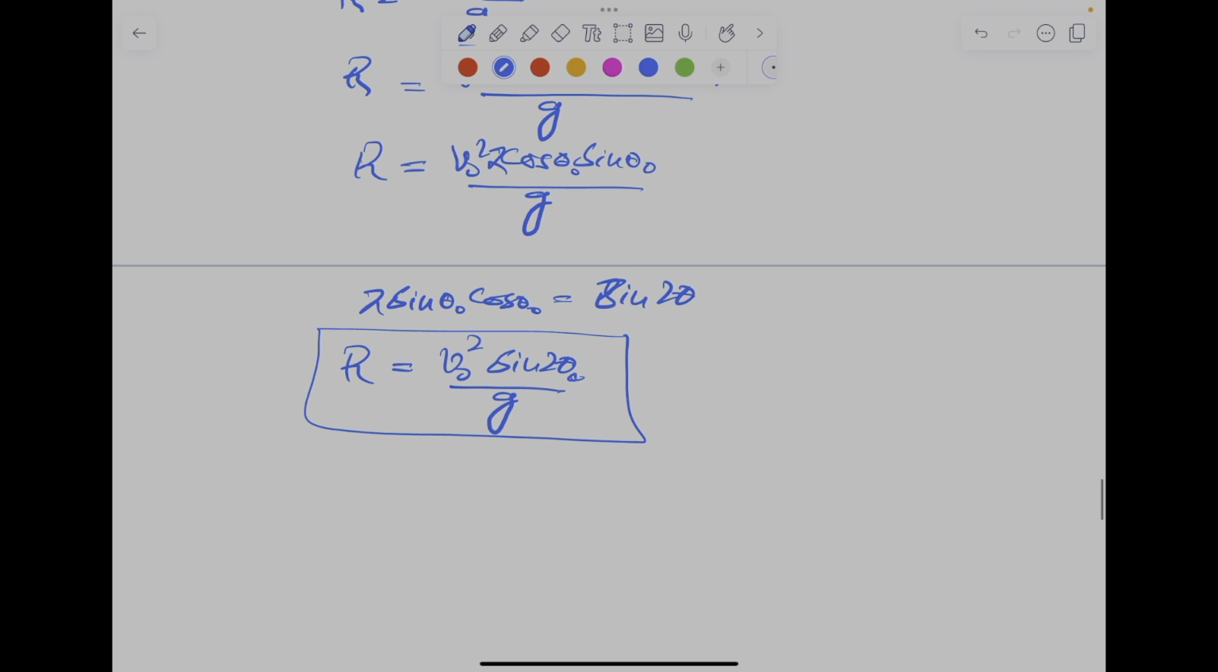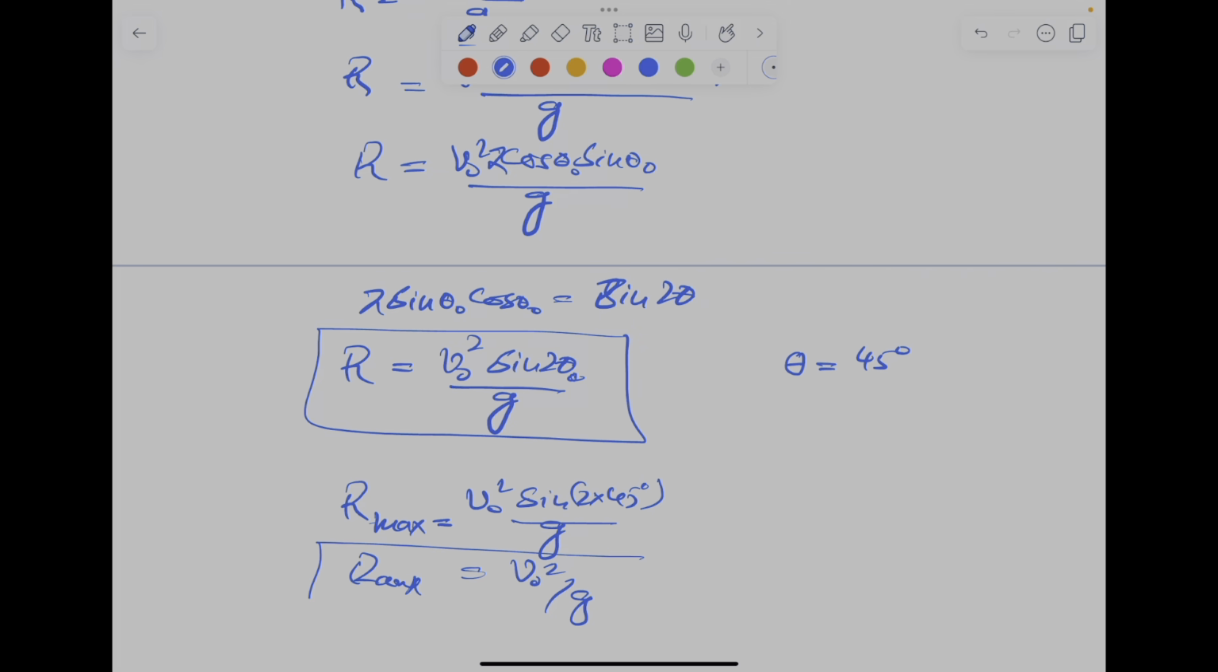So how do we find the maximum range? When sine 2 theta becomes 1, which is when theta is equal to 45 degrees. So we get the maximum range when v naught squared sine of 2 multiplied by 45 degrees, divided by g, and this becomes sine 90. So the maximum range is v naught squared over g, and it occurs at the angle theta of 45 degrees.